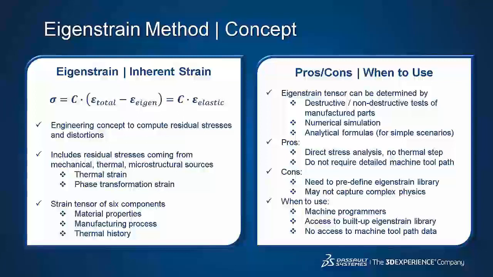Therefore, users should really choose the method based on what they have access to, for example, whether they have access to a built-up Eigenstrain library or not. If they have access to a built-up Eigenstrain library and don't have access to a detailed machine toolpath, then using the Eigenstrain method will be a good choice. Otherwise, using the thermomechanical procedure will still be more accurate for capturing higher order deformation modes and any microstructure predictions that require detailed thermal histories.